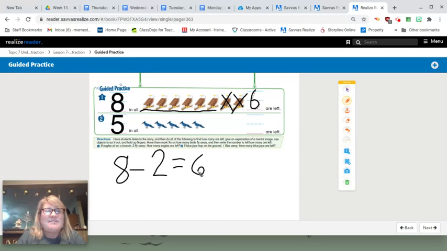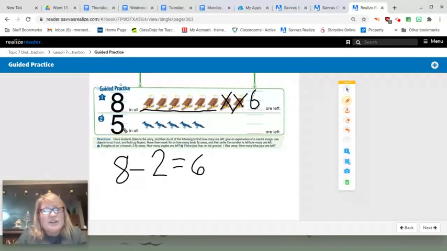There were 6 left. The answer of a subtraction problem is called the difference because it's the difference between the 8 taking away the 2. What's the difference there? Good work. Kind of like what's the difference in 2 problems or 2 people?